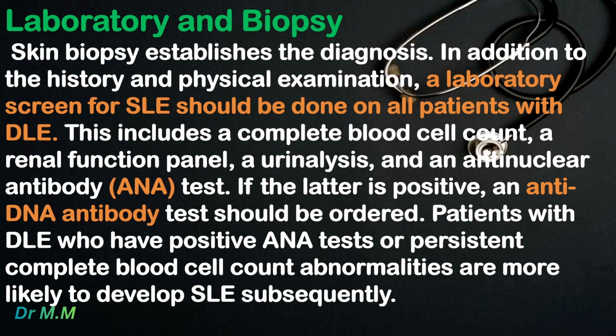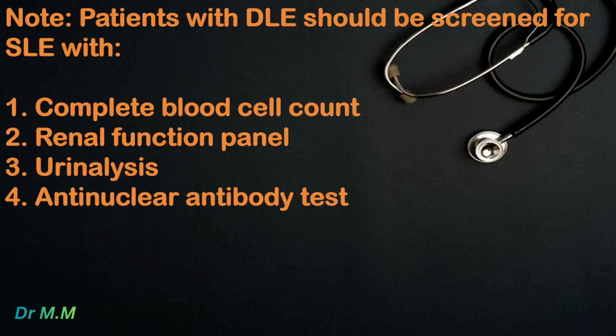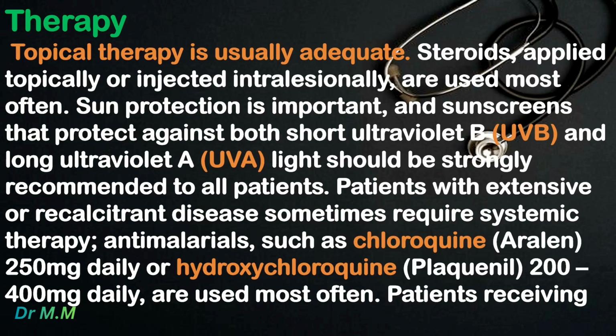Patients with Discoid Lupus Erythematosus who have a positive ANA test or persistent complete blood cell count abnormalities are more likely to develop systemic lupus erythematosus subsequently. Note: patients with Discoid Lupus Erythematosus should be screened for systemic lupus erythematosus with complete blood cell count, renal function panel, urinalysis, and antinuclear antibody test.